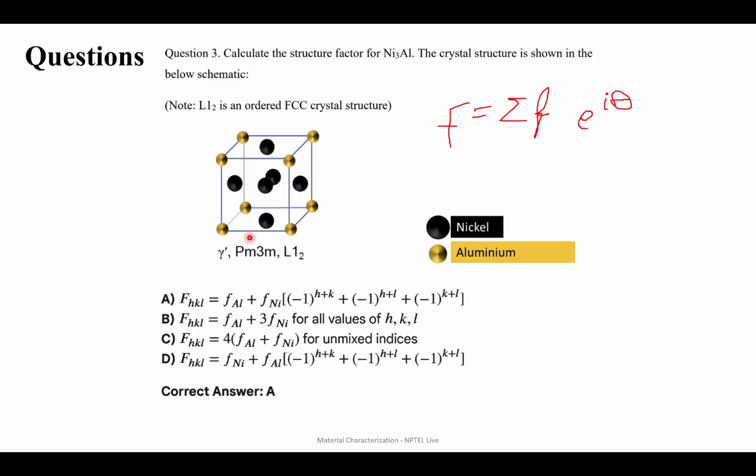If it was a single element, everything was nickel, then this F_Al would also have been F_Ni, and you could have taken F_Ni common. It would come 1 plus e^(-iπ(h+k)) plus e^(-iπ(h+l)) plus e^(-iπ(k+l)). That is the formula for your normal FCC lattice, and then you could have used the rule that F_HKL would be 4F_Ni if HKL are all even or all odd.